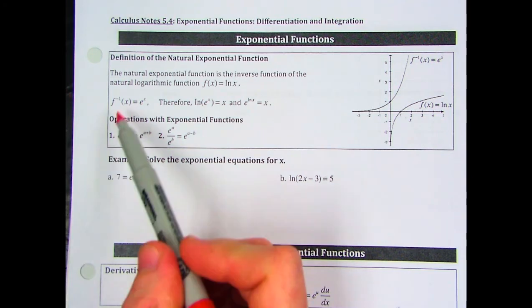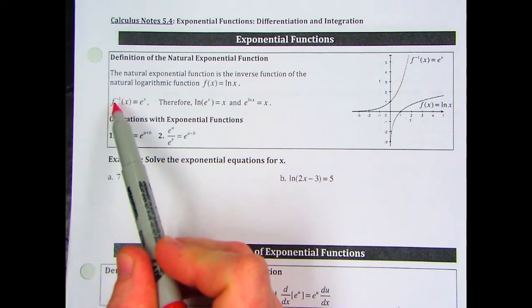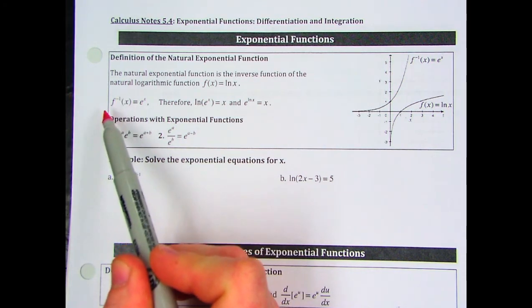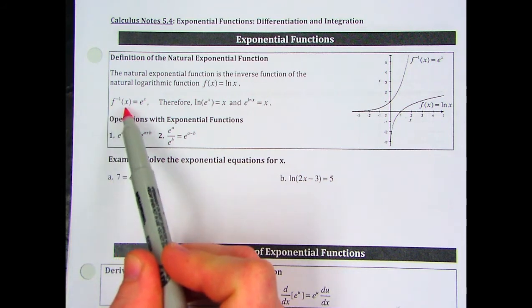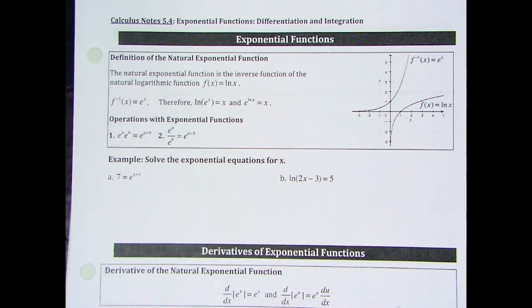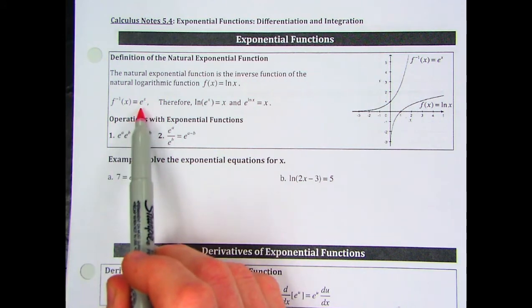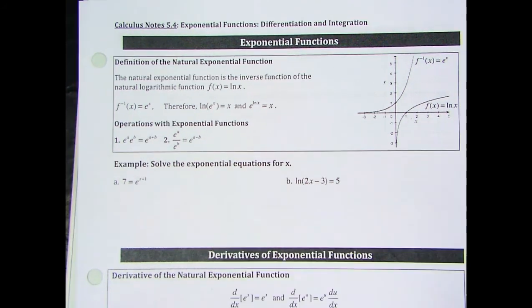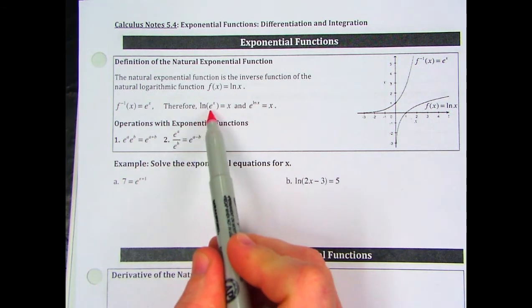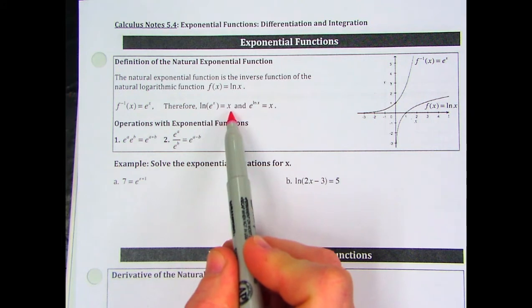So we look at this notation here. This is f to the negative 1, which really just means f inverse of x equals e to the x. So what it's saying is the inverse of natural log is e to the x. So what we know about inverse functions is they undo each other. All right? So if we take the natural log of e to the x, that really just equals x.